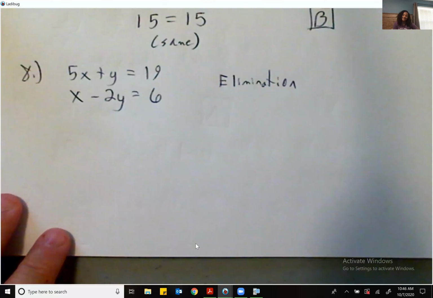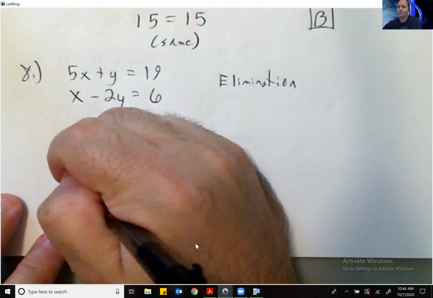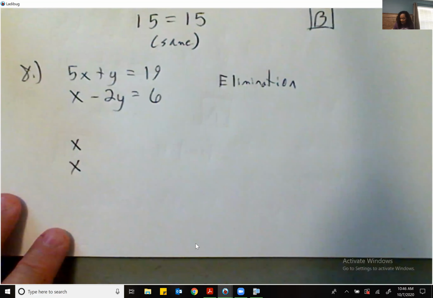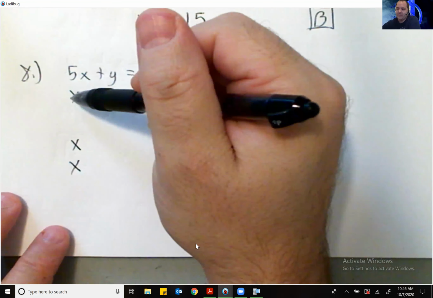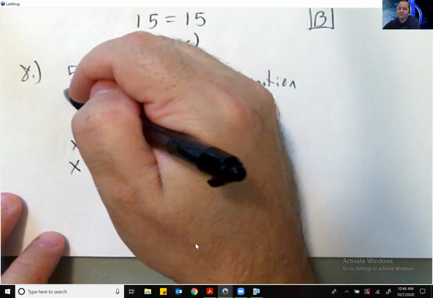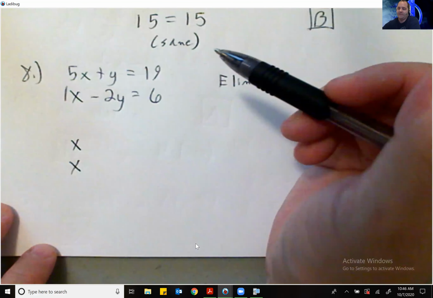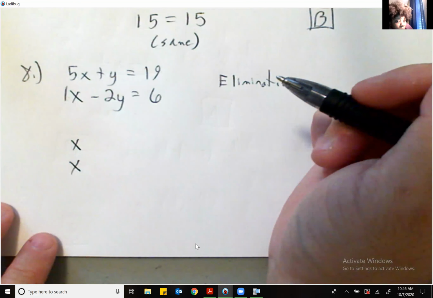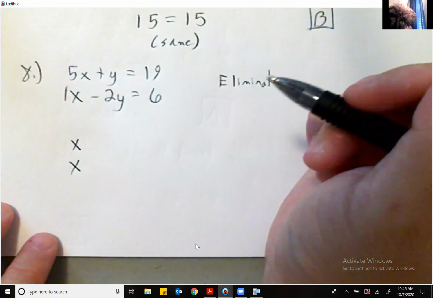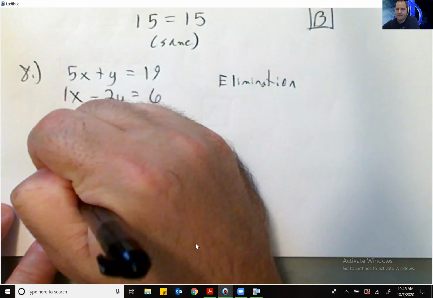X. All right, we always want to get rid of our x's. I don't know why. Is that a good choice or a bad choice? No, it's fine. Now remember that there's a 1 in front of this x, and we got to turn these both into the same number. So what number can I turn 1 and 5 into? 5, yeah. It's going to be easy to make them 5s.